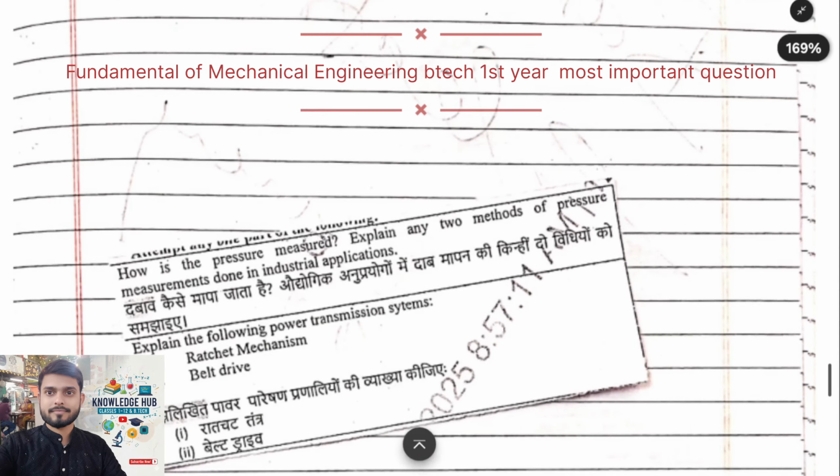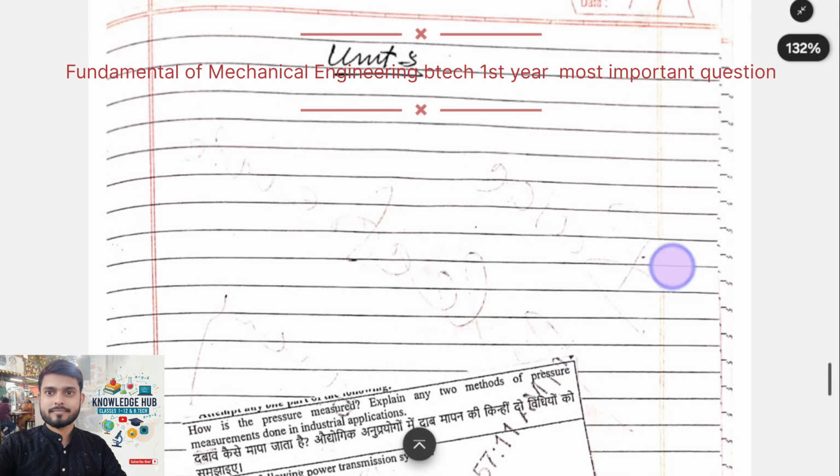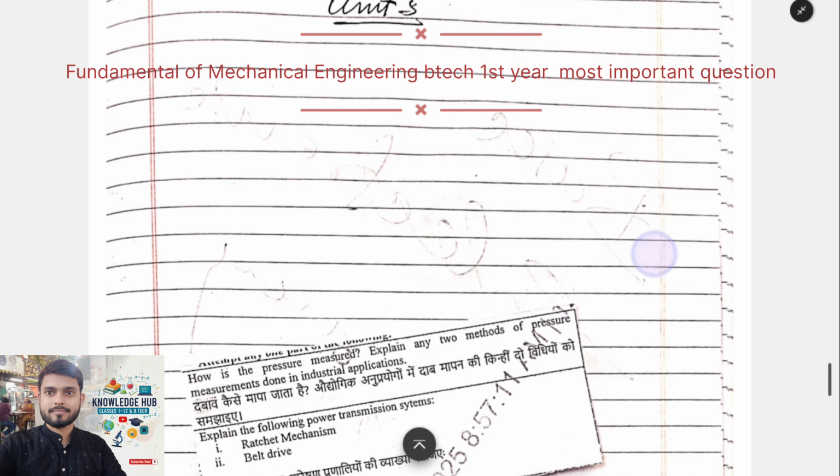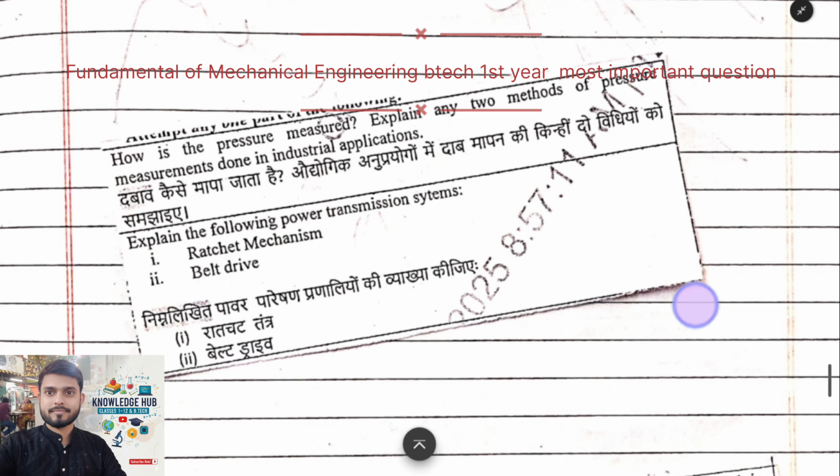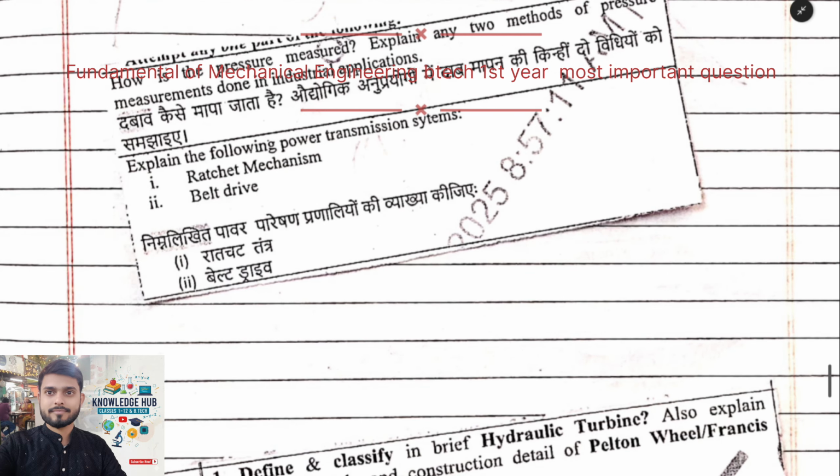Now we will proceed to Unit 5. Unit 5 most important questions are: how is pressure measured? Explain any two methods of pressure measurement used in industrial applications. Explain the following power transmission systems like belt drive and ratchet mechanism.